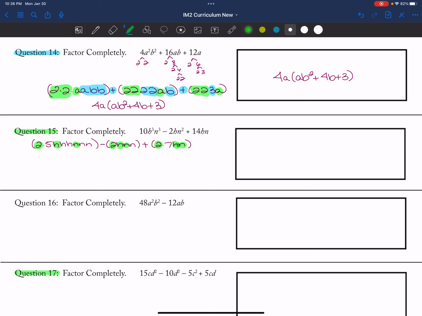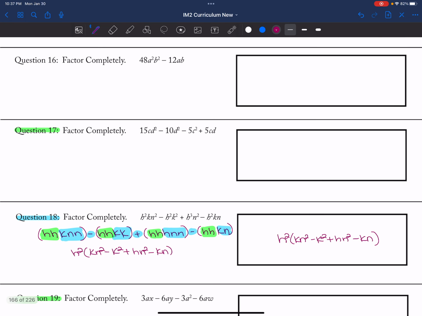And then what am I left with? I'm left with, let's see, we'll make it in blue. So I'm left with a 5, h squared, n squared, an n, a minus sign, a plus sign, and a plus 7. Okay, so what am I factoring out? 2hn, and I'm left with 5h squared n squared minus n plus 7. So 2hn times 5h squared n squared minus n plus 7.